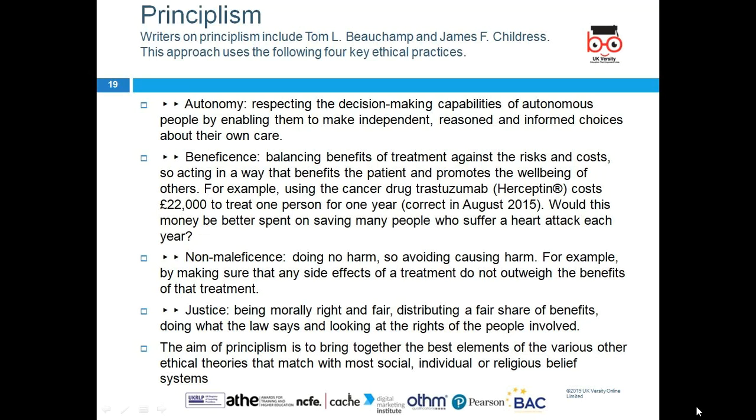Justice, being morally right and fair, distributing a fair share of benefits, doing what the law says, and looking at the rights of the people involved. And then finally, the aim of principalism is to bring together the best elements of various other ethical theories that match the most social, individual, or religious belief systems. So what they've tried to do is bring together a little bit of consequentialism and deontology, and bring it all into one place where it's updated and actually correct for the times that we are at now.